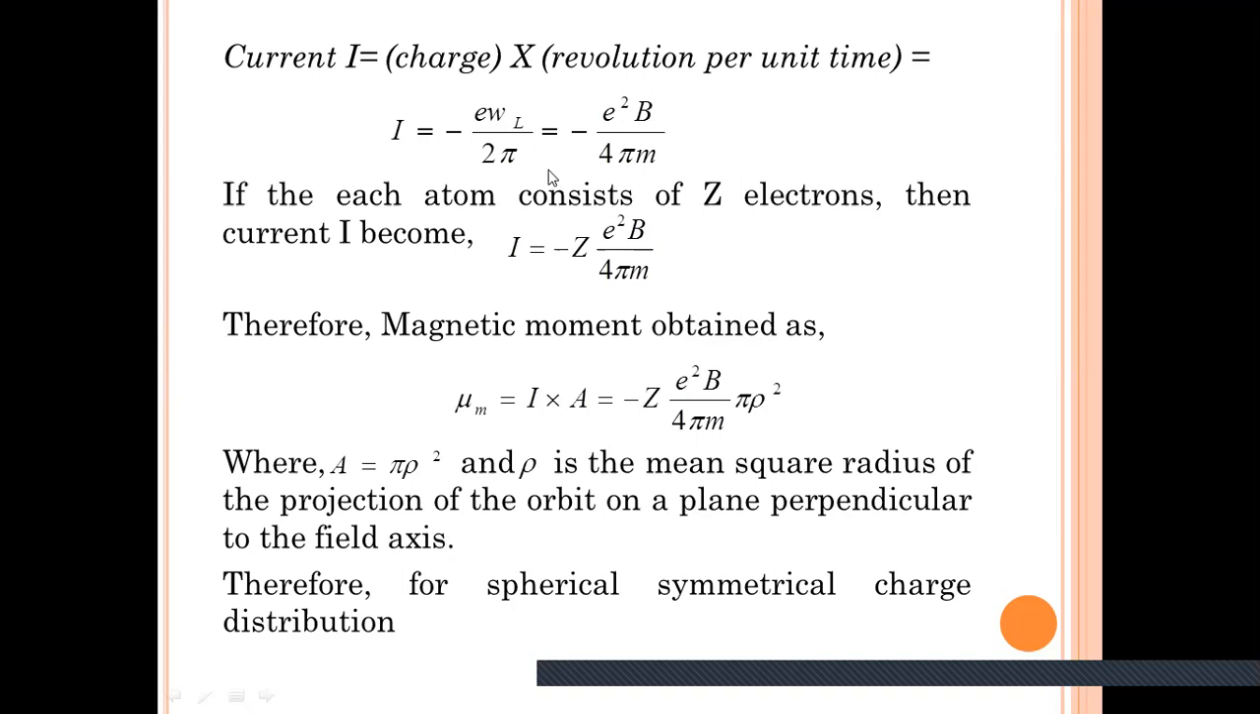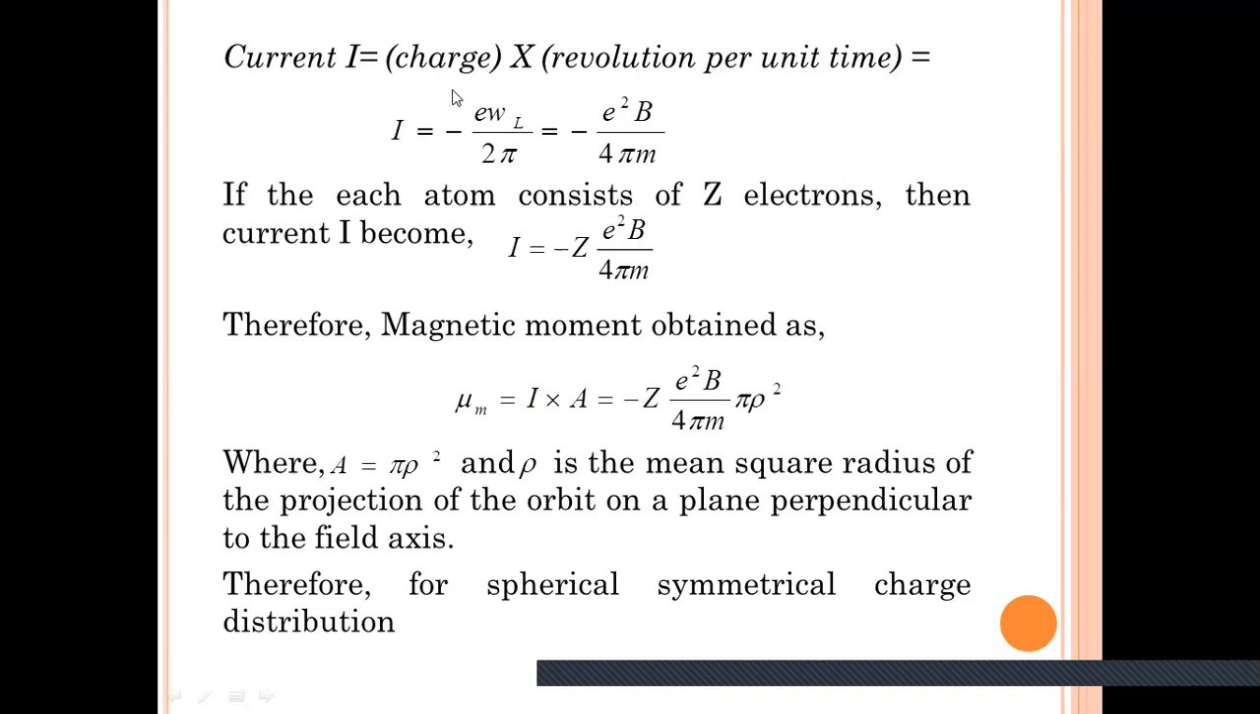As we have the Larmor frequency omega L, the circulating current I is given by charge into revolution per unit time. This is charge into frequency. Therefore, current equals minus e into omega L upon pi. The negative sign is due to the charge on the electron. Therefore, finally we have I equals minus e square B upon 4 pi m.